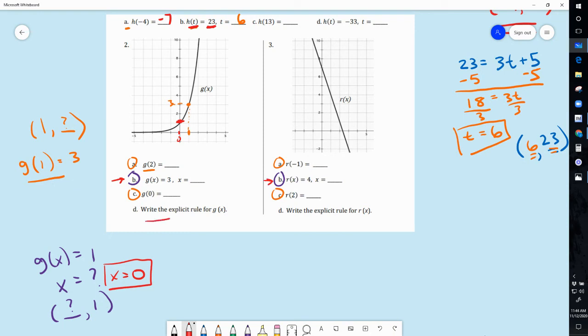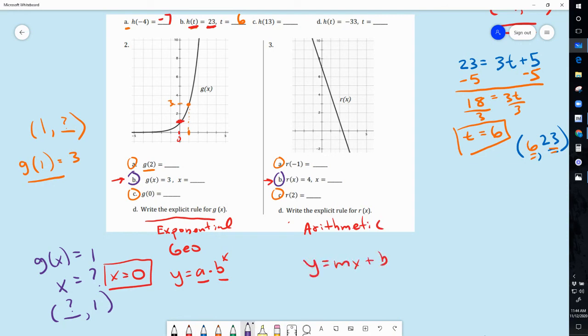And then the explicit rule. This first one is exponential or geometric. So remember that if you're writing a rule, you're looking for a times b to the x. Here's your 0th term, and here's what you're multiplying by every time. You might want to make a table so you can get a nice equation. Same thing over here. This one's arithmetic or linear, so it's y equals mx plus b. Here's what you're adding by, and here's your y-intercept.